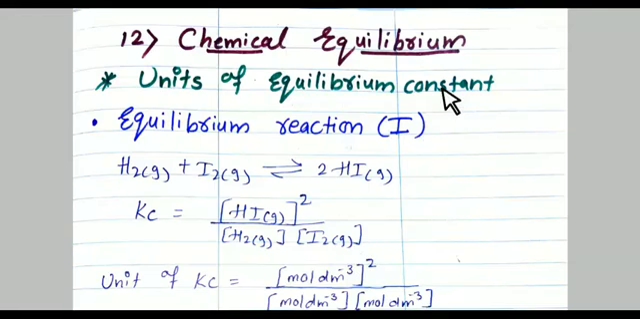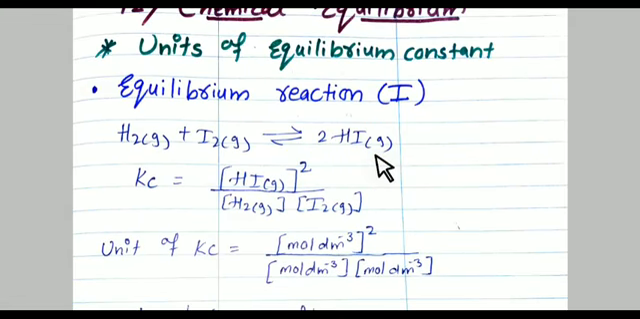Hello students. Today from chapter number 12, chemical equilibrium, we are going to study the unit of equilibrium constant. Students, as all of you are aware, there are two types of equilibrium constant. One is Kc, the equilibrium constant at molar concentration. Another is Kp, the equilibrium constant at partial pressure. Now, for the unit of equilibrium constant, we consider equilibrium reaction number 1.